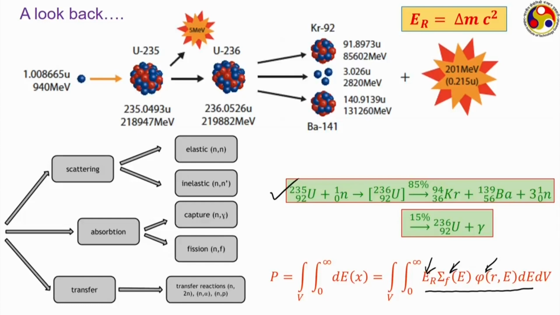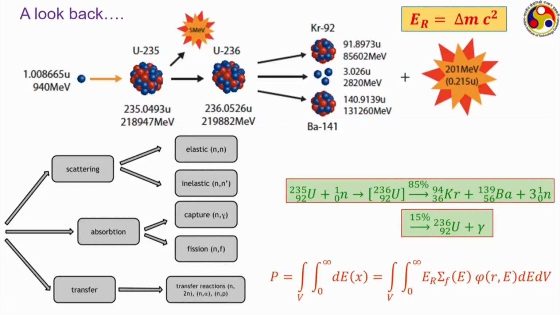Sigma F is a macroscopic cross section, and this is the neutron flux, generally the thermal neutron flux. But here, as a neutron can pass through different energy levels in the reactor, we need to integrate this over all possible energy levels at any particular location, and then to get the total energy produced by the reactor, we need to integrate this over the entire volume.